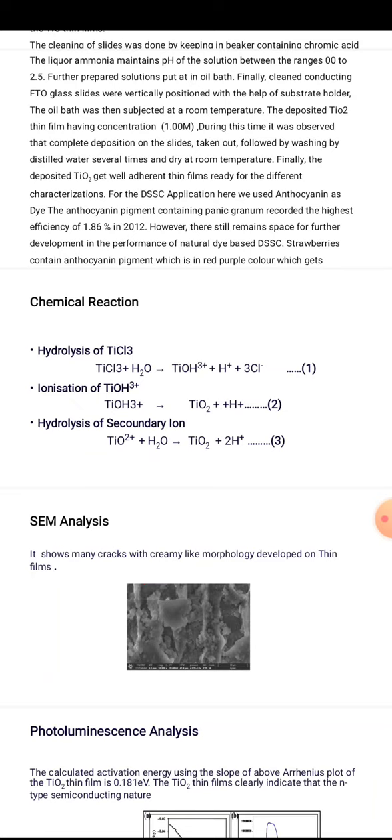For the dye-sensitized solar cell application, here we used anthocyanin as a dye. The anthocyanin pigments containing Pelargonium recorded the highest efficiency of 1.86% in 2012. However, there is still remaining space for further development in the performance of natural dye-sensitized solar cells. Strawberries contain anthocyanin pigment, which is red-purple in color and gets attached to the thin films.